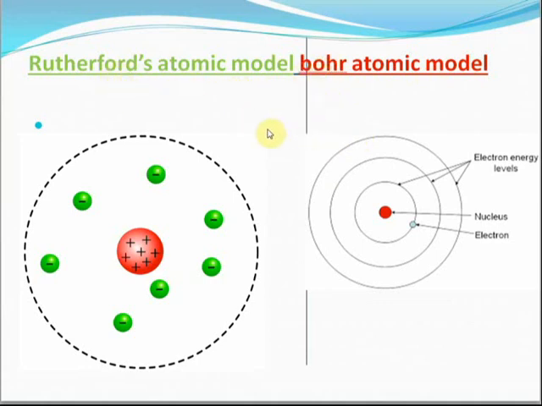Now we will talk about protons and neutrons. The scientist who discovered the protons is Rutherford, and the scientist who discovered the neutrons is James Chadwick. We know that protons have positive charge, while neutrons have neutral charge. We know that any element contains two main numbers: the atomic number and the mass number.